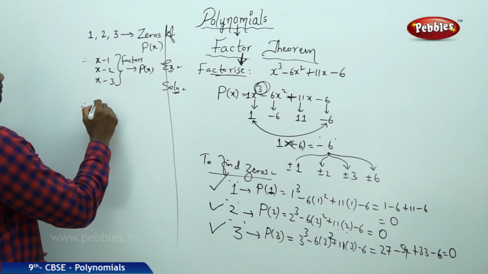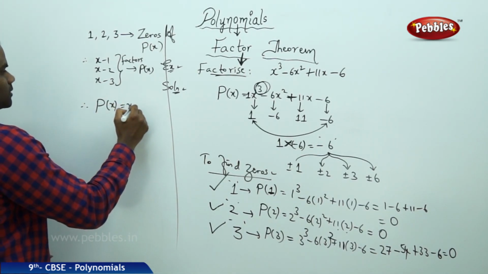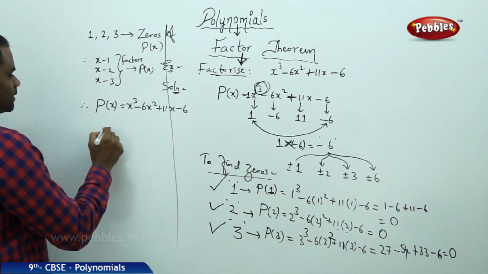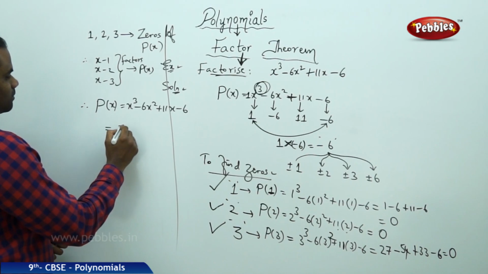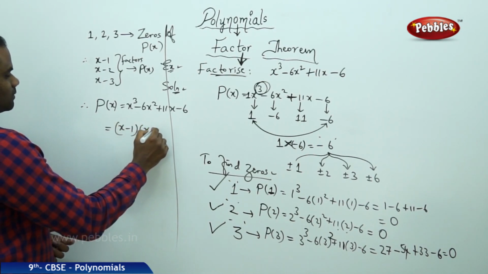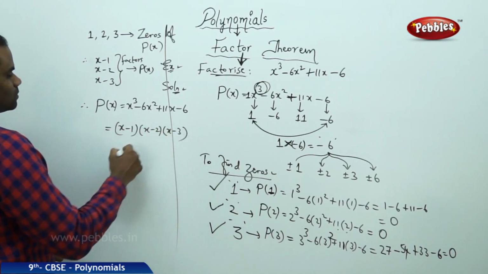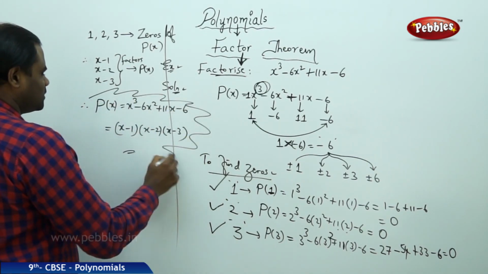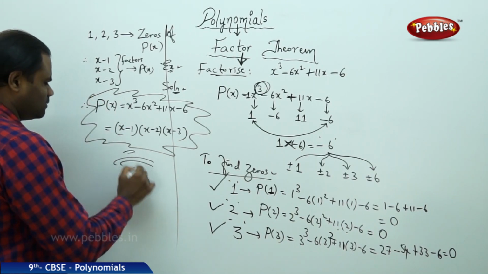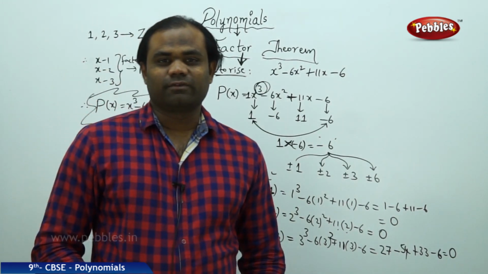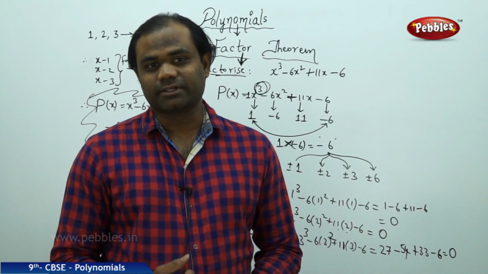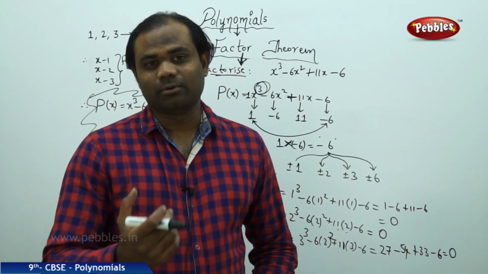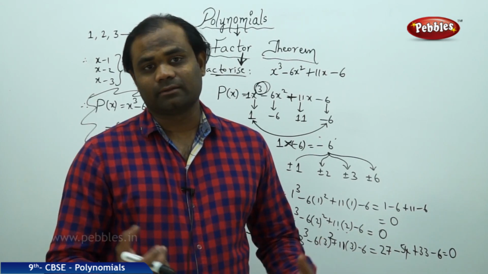Therefore, p of x, which is x cubed minus 6x squared plus 11x minus 6, can be written as x minus 1 times x minus 2 times x minus 3, which is how I get the possible factors. Finding the factors or factorization using the factor theorem is possible for any polynomial of degree n.